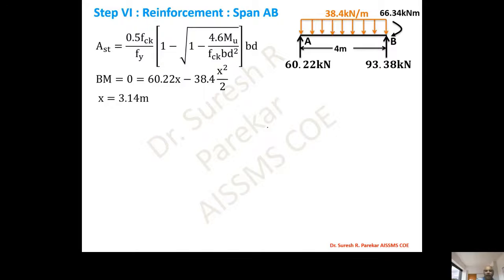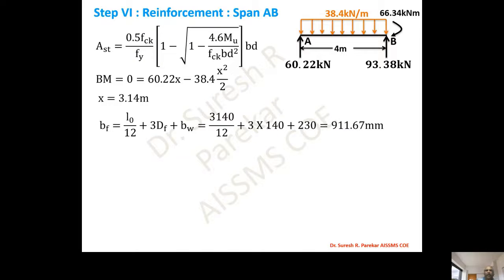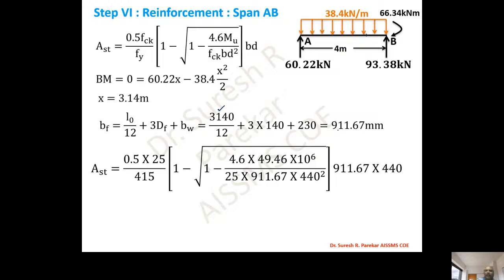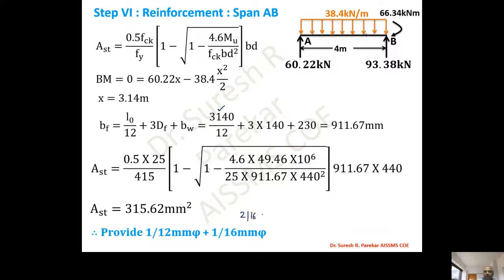Then reinforcement for span AB, so we have to substitute the values of the moment. We have to find the value of X, which will give me the value of bf, which will be L0. We have 3.14. Here we have calculated the bending moment zero point, somewhere at 3.14, and that will be my value of L0. L0 by 12 plus 3 Df plus bw is 911.67, and then we substitute this value, which gives me Ast 315.62 millimeters square. So we will provide 1 bar of 12 and 1 bar of 16. Generally we have to provide the same bars, so it is better. Theoretically we can have that, but practically it is not possible. We can go directly with 2 bars of 16 Tor, that is preferable.